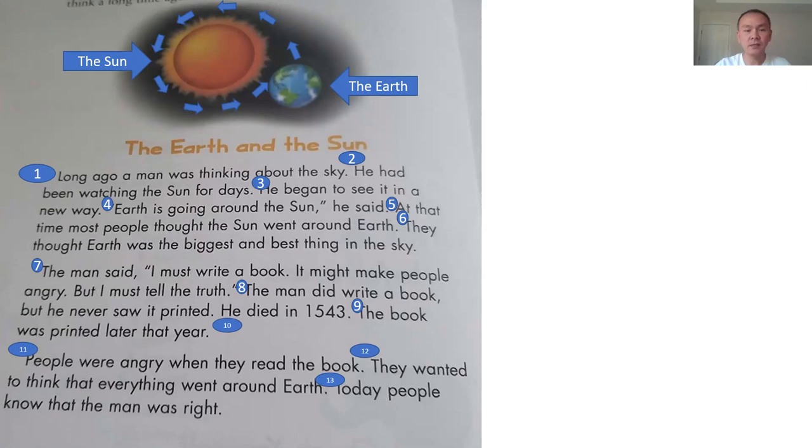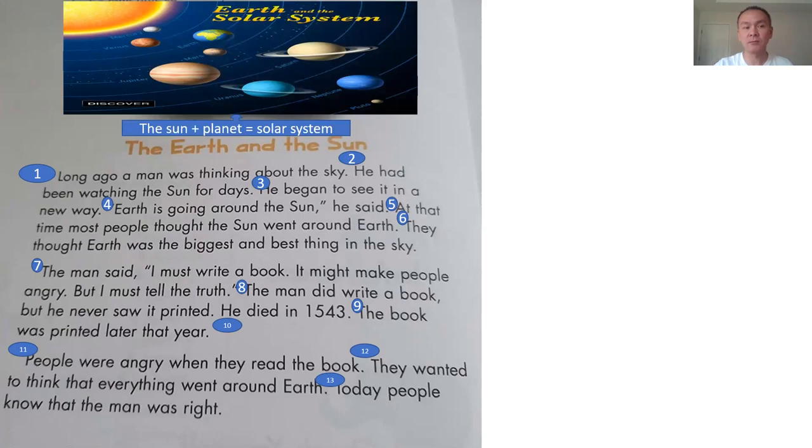So when we have the sun and the planets together, we say the solar system. This is the solar system. So in the solar system, all of these planets move around the sun. They move, they travel, they orbit around the sun, okay? So as you can see here, instead of saying sun again, we can say it.